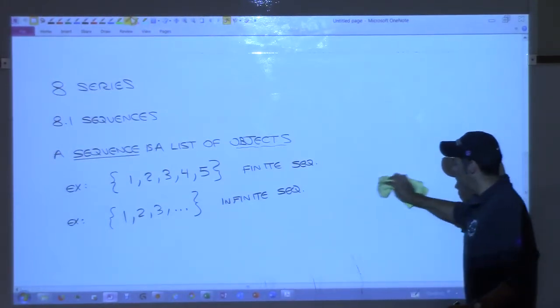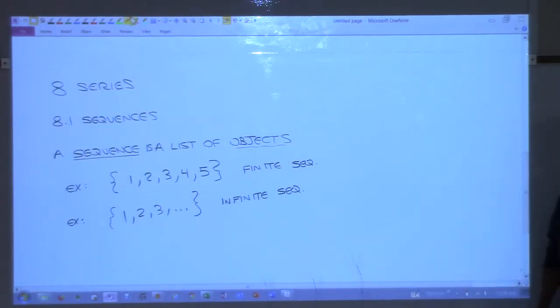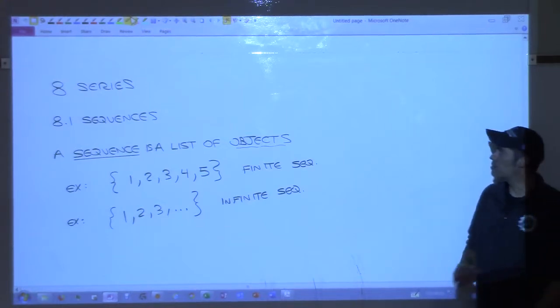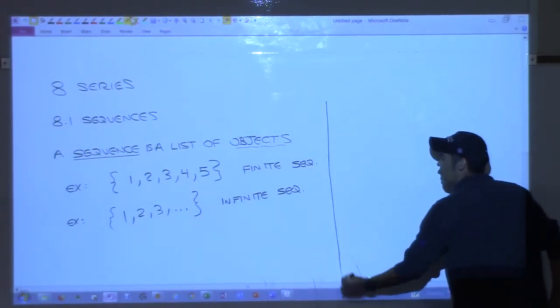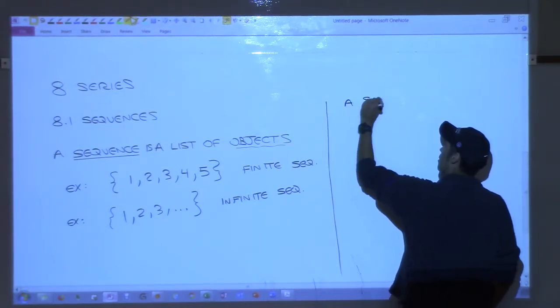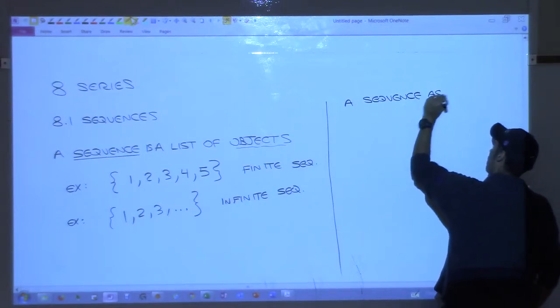Now, when it comes to sequences, even though the definition is just that it's a list of objects, you can look at it from a more mathematical perspective, that it's more like a function. All right, so let's try and look at a sequence as a function.